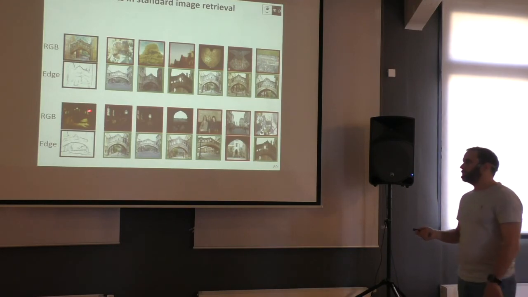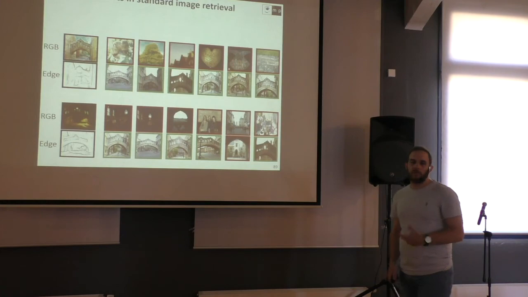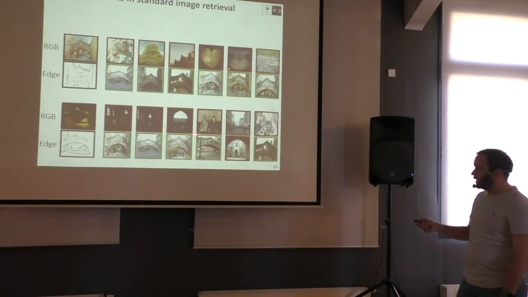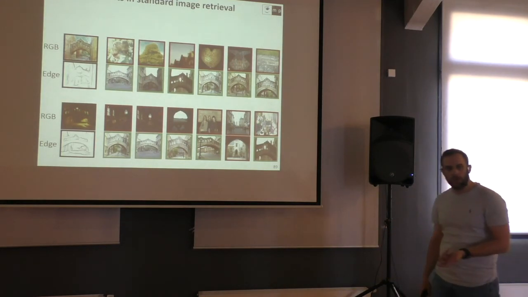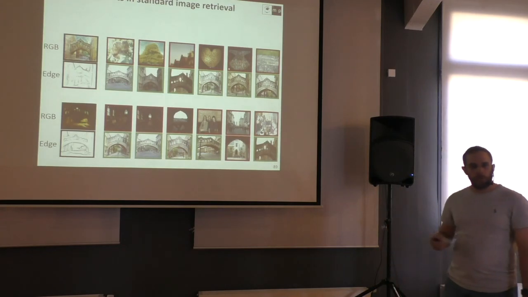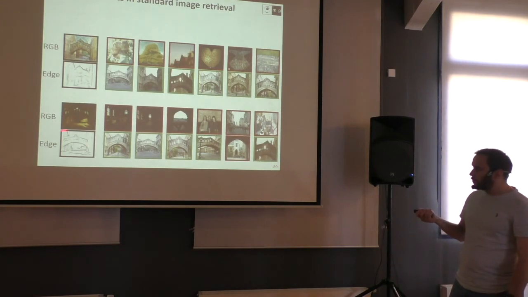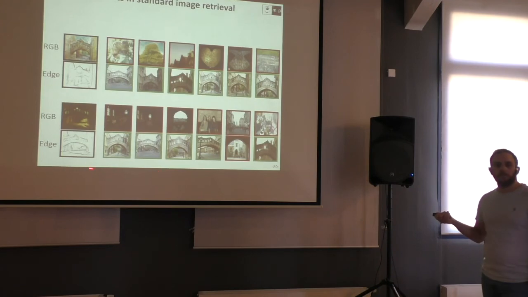The second case is super dark images. For images that are very dark, the CNN completely fails. However, because after the edge map and edge filtering the shape survived, we managed to retrieve images really nicely.